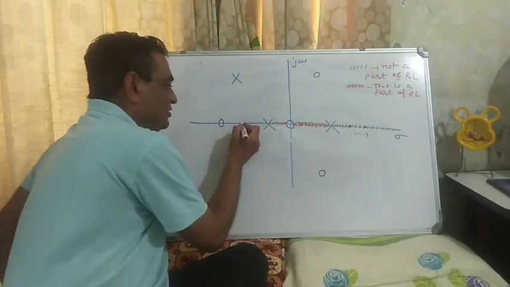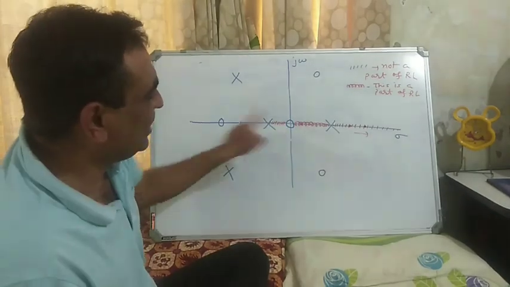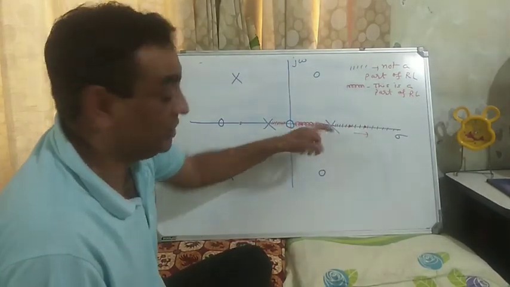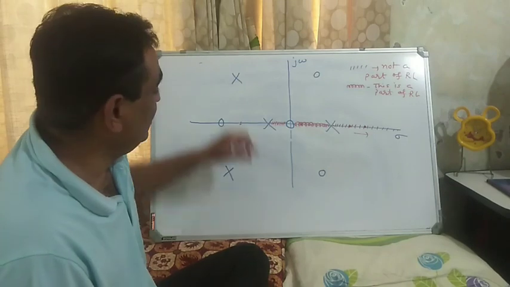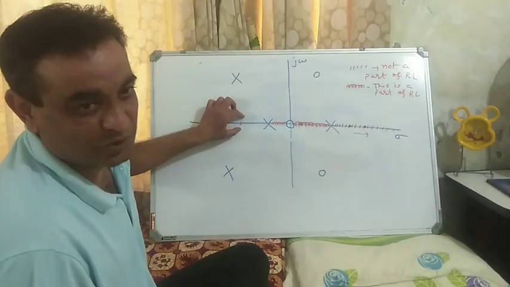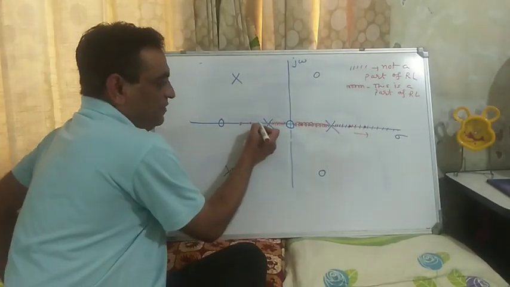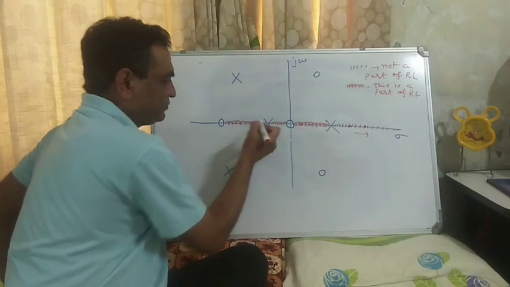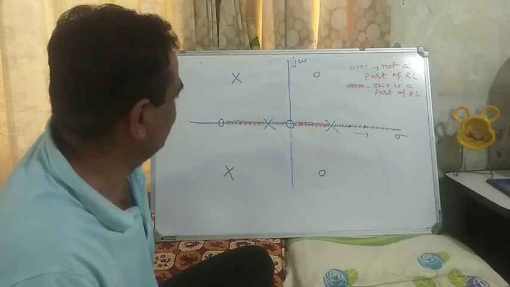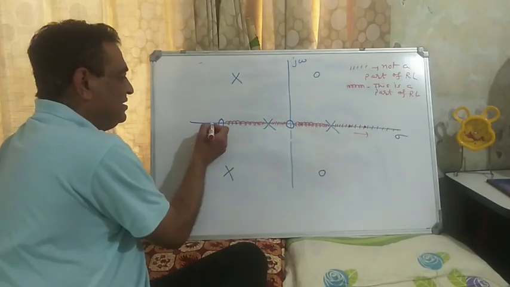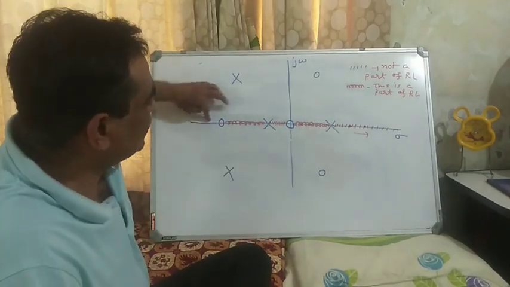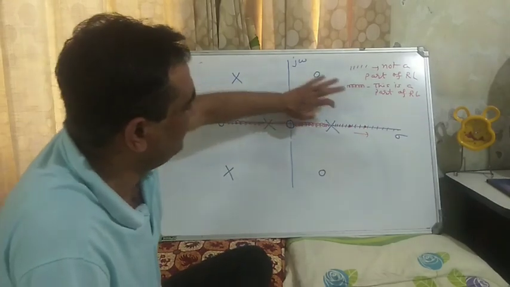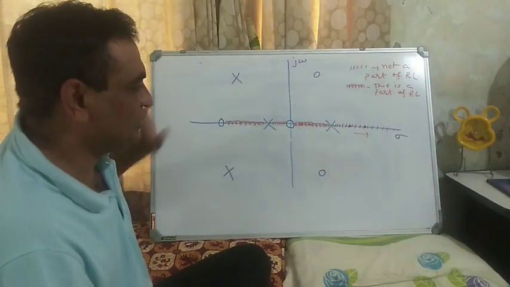Let me check this point. To the right hand side of this point, 1, 2, 3. Yes, 3 is an odd number. Hence, this point is a part of the root locus. Even this point. So this entire segment is a part of root locus. Now let me check this. Towards the right hand side of this point, 1, 2, 3, 4. 4 is an even number, so this is not a part of root locus.